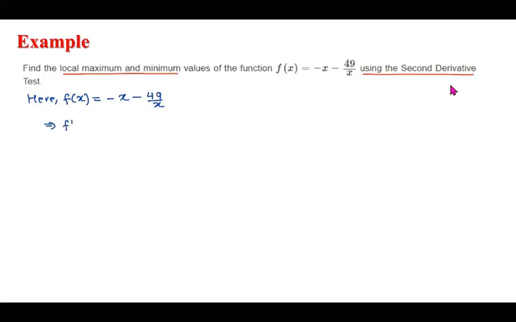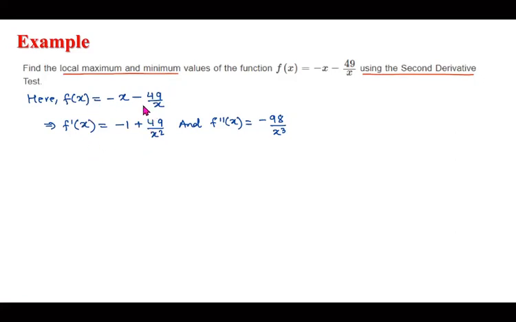So the first derivative would be: derivative of negative x is -1, and then derivative of negative 49 over x would be positive 49 over x squared. And the second derivative, we find the derivative of the first derivative. So derivative of -1 is 0, and the derivative of 49 over x squared is negative 98 over x cubed. So we got the first and the second derivative. Remember, the maximum or minimum value occurs at the critical point. Critical points are the points where the first derivative is undefined or zero.